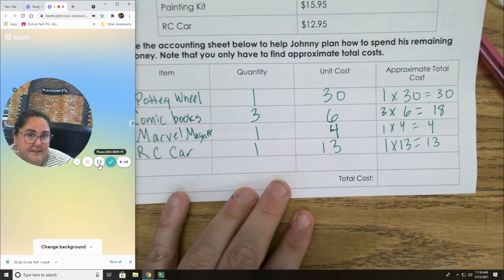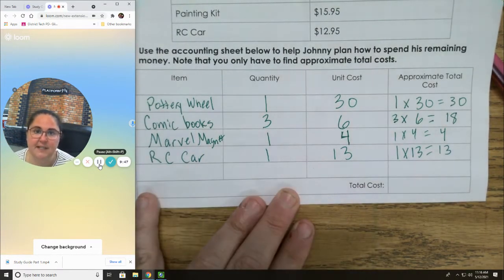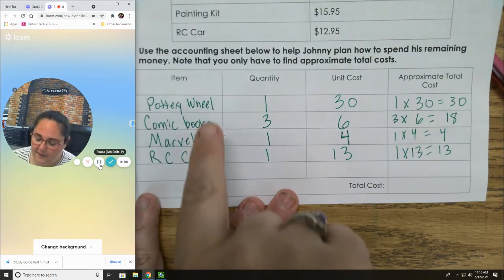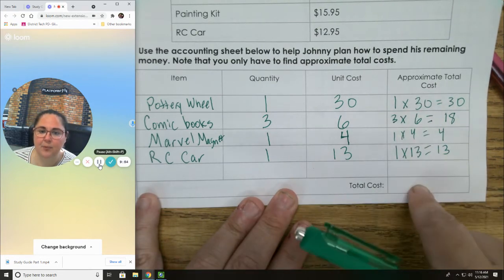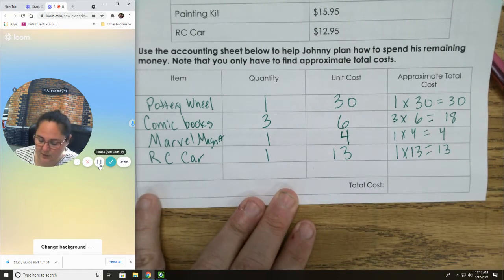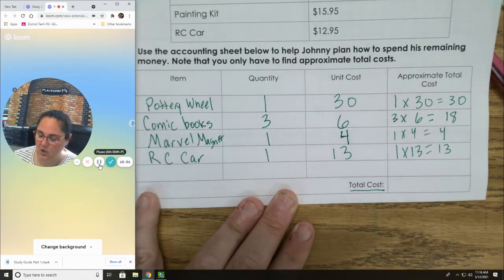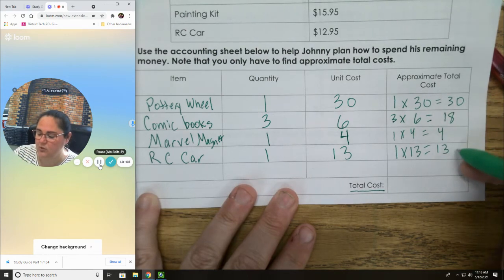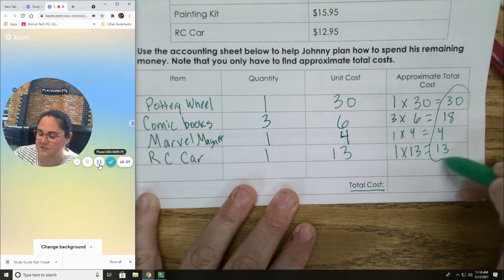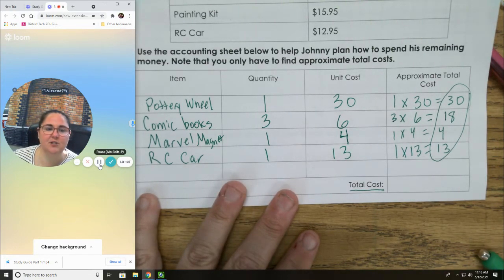So on your test, in order to get credit for your answers, you must have the items listed and the quantities and the unit cost and the approximate cost. So this is going to be worth 5 points. The very last point will be your total cost. So now I need to add up, what is my total cost of all of these items here? Do the math. What is the total cost of what I have left?